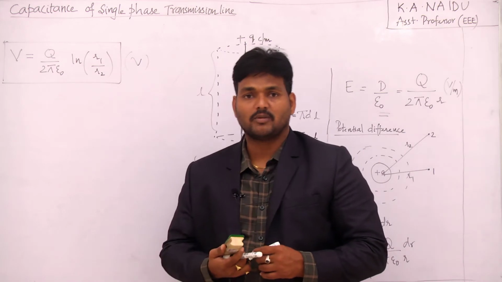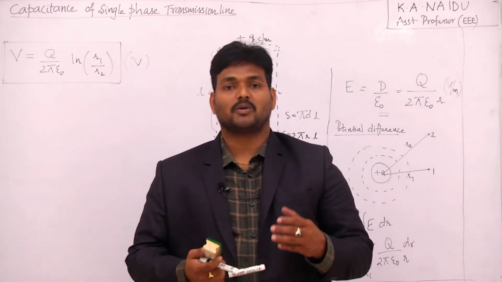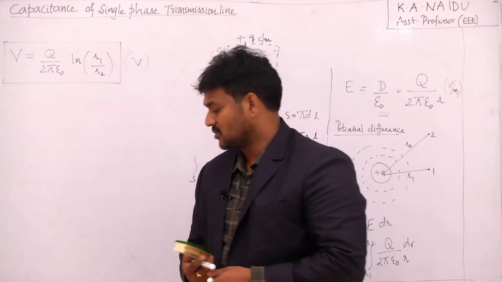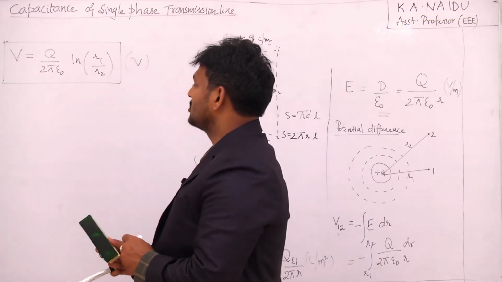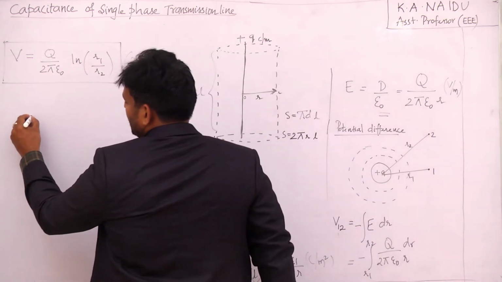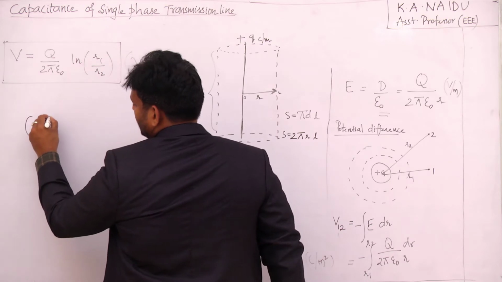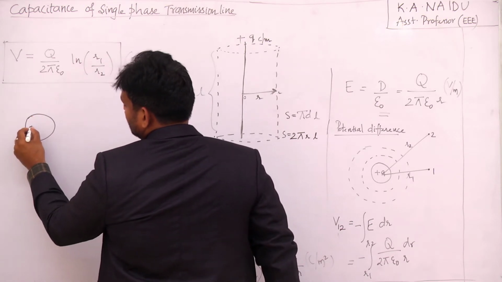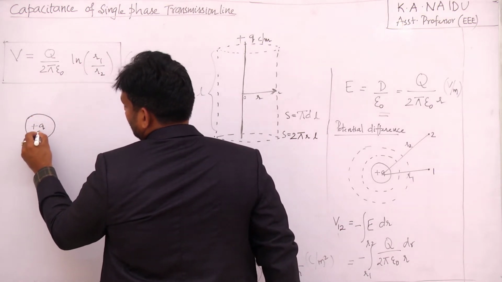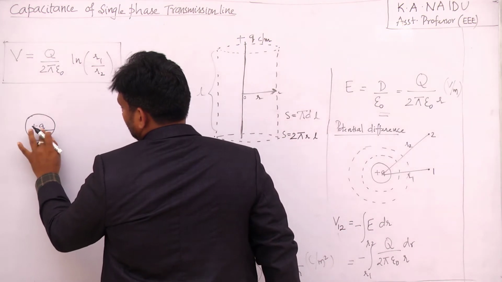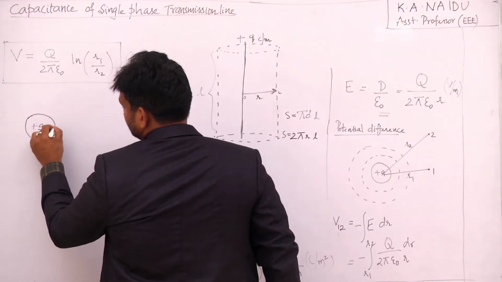With this fundamental, let us derive the capacitance of a single phase transmission line. Here we take the cross sectional view of a single phase transmission line. This is one line which is having a charge plus Q and a radius equal to r. This is a conductor.